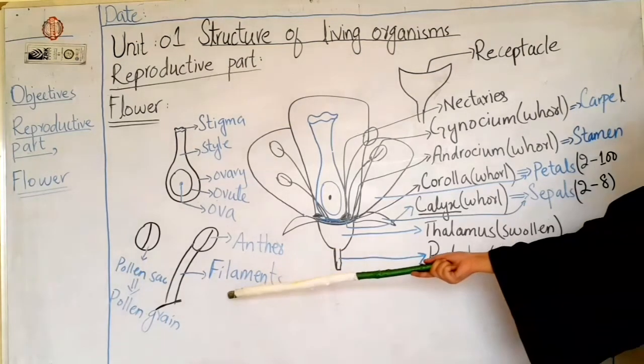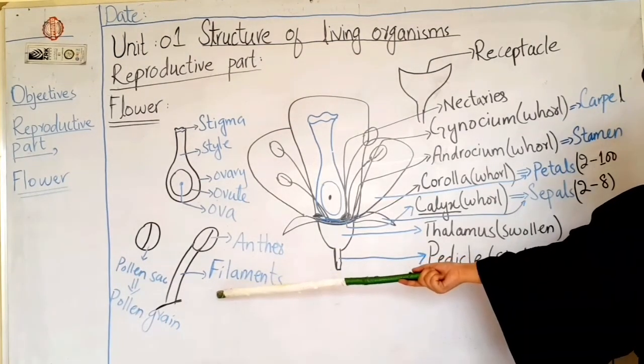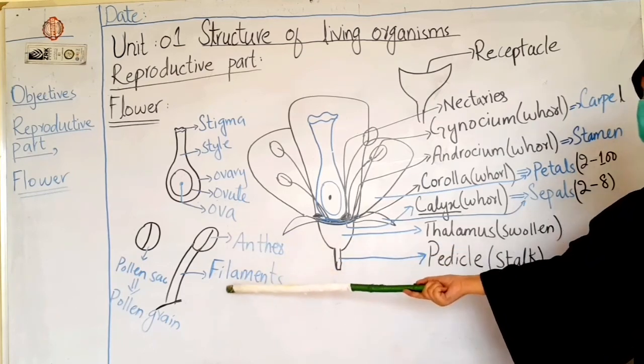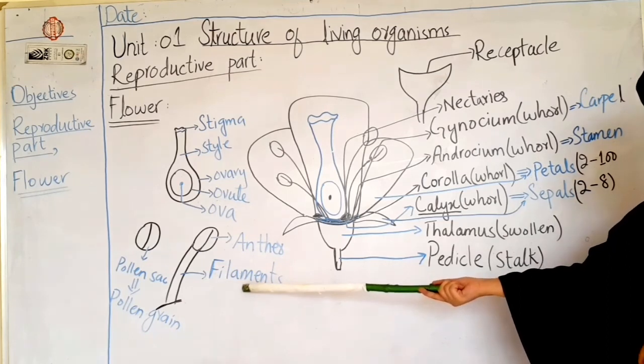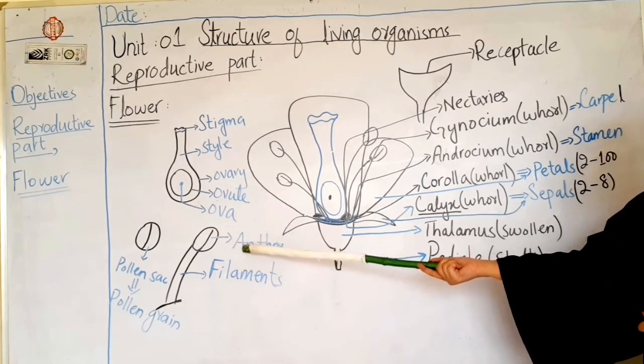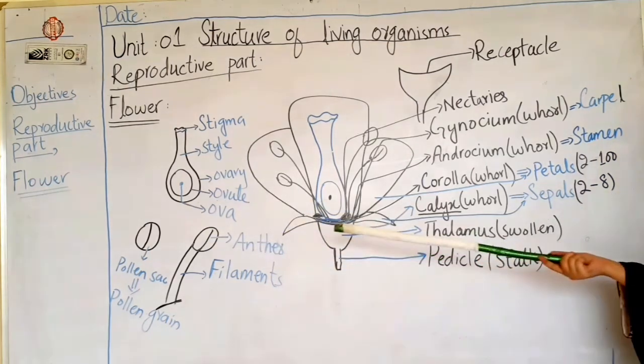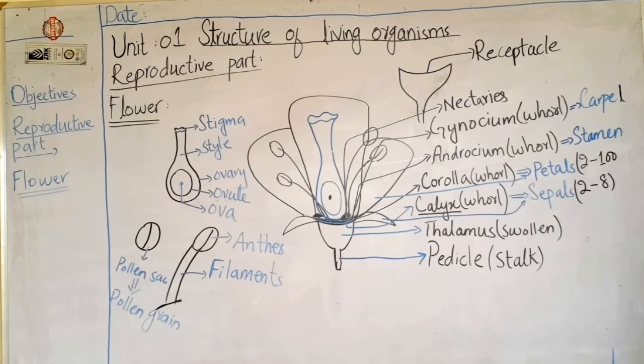This is about the stamen. Stamen mainly consists of two parts. The swollen part is known as anther and the stalk-like structure is known as filament. This anther consists of pollen sacs. Remember that anther consists of pollen sacs, and inside the pollen sacs the pollen grains are present.